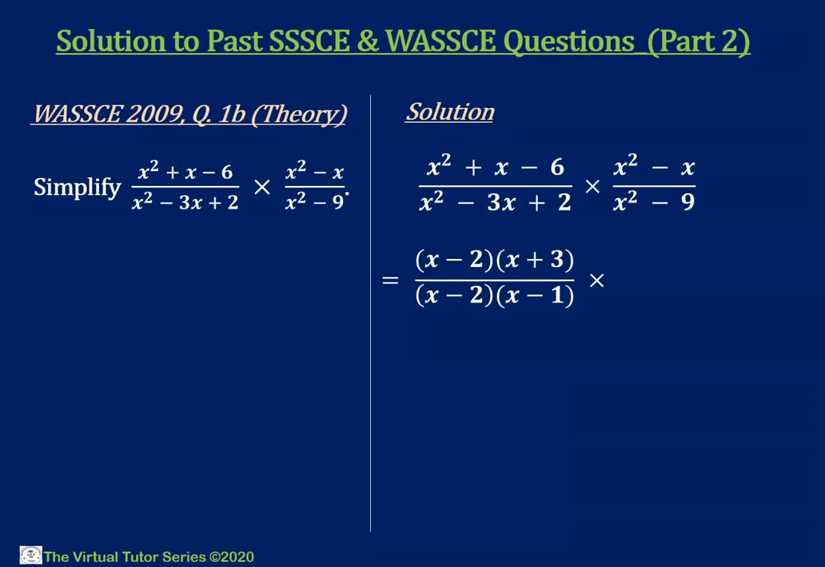The common factor of the expression x squared minus x is x. So x can be factored out to have x into bracket x minus 1. Finally, the expression x squared minus 9 is a difference of two squares and can be factorized as x minus 3 times x plus 3.